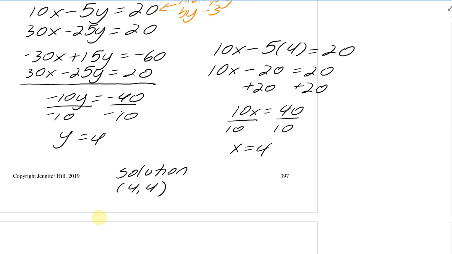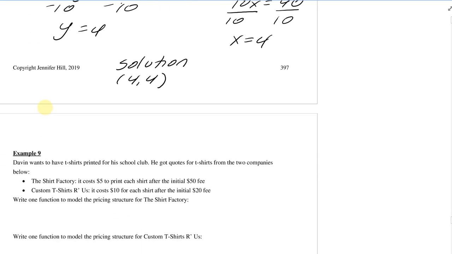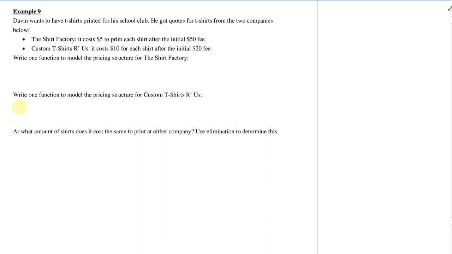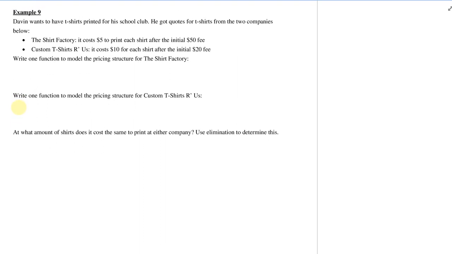Okay, so last page. Davin wants to have some t-shirts printed for his school club, and he got quotes for t-shirts from the 2 companies below. So we've got the Shirt Factory, where it costs $5 to print each shirt after the initial $50 fee, and then we have Custom T-Shirts Are Us, and it costs $10 for each t-shirt after the initial $20 fee. So now I want to write 2 equations just to model the pricing structure.